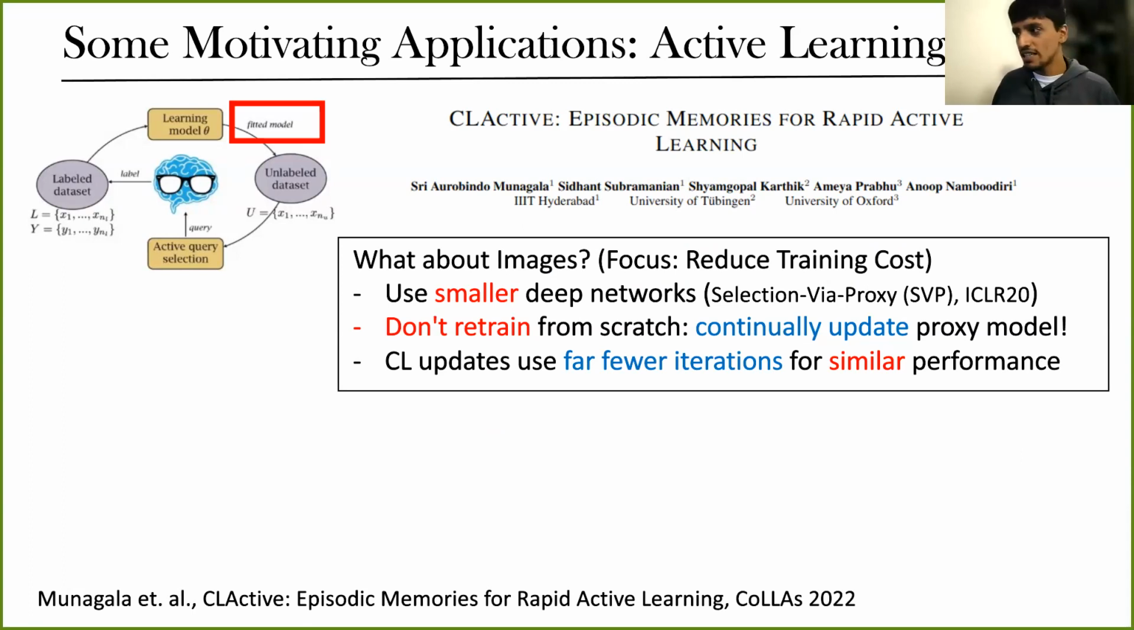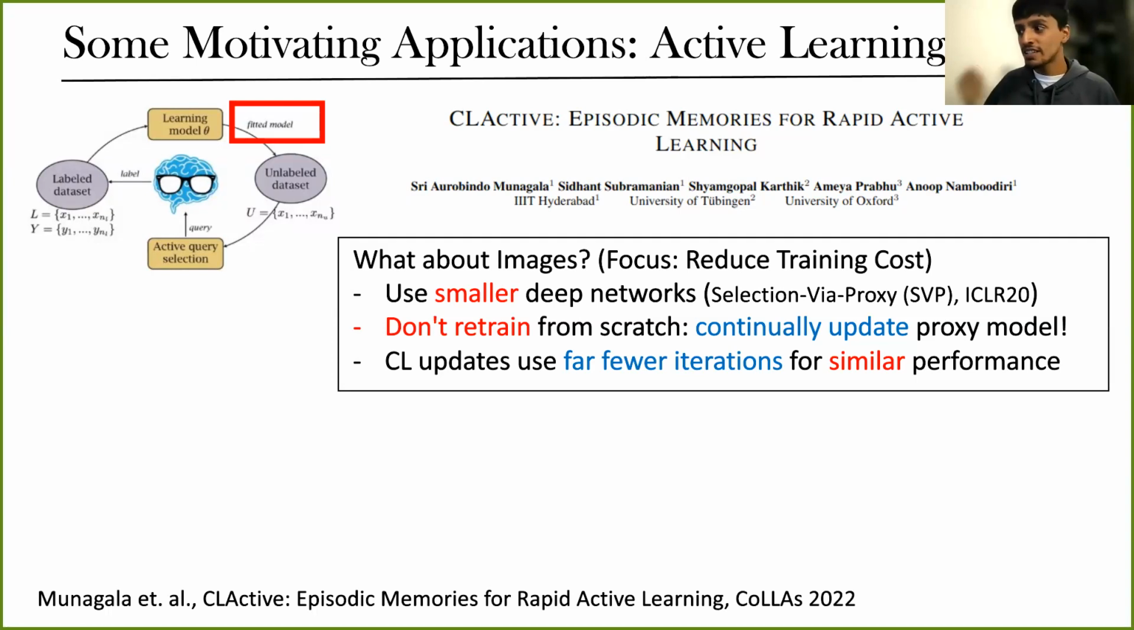There is a nice work called Selection by Proxy, which is published in ICLR 2020, which showed that this is effective, and you can use this to sample points, and you get very similar points as if you use very large networks. What we say in our work, CL Active, Episodic Memories for Rapid Active Learning, which is published in CoLLAs 2022, is that we don't need to retrain these small models from scratch, which everyone does. We can simply continually update these proxy models.